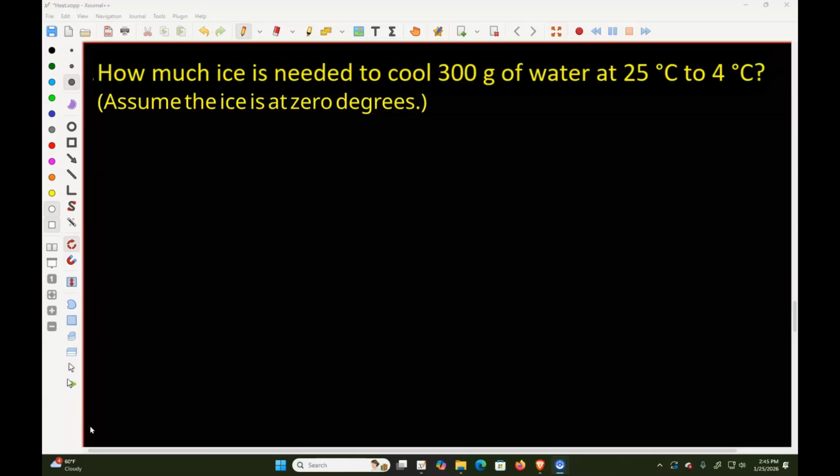How much ice is needed to cool 300 grams of water at 25 degrees Celsius to 4 degrees Celsius? Assume the ice is at 0 degrees. All right, this is a different type of problem. I have something hot mixed with something cold, so there's going to be a heat transfer. So our formula is going to be Q lost equals Q gained.